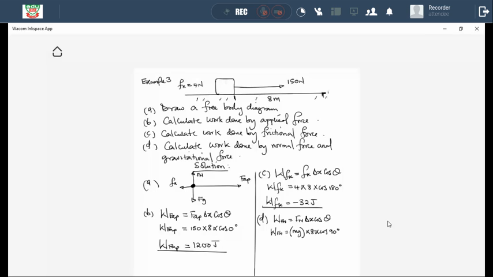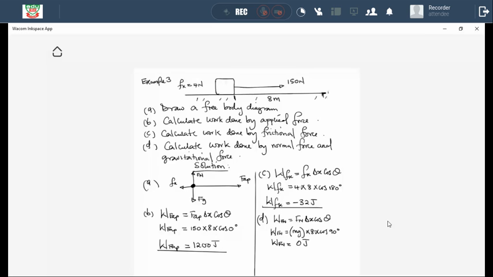So it doesn't matter the mass of the object, it doesn't matter the displacement. The moment the force is perpendicular, your theta is 90 and cos 90 gives you 0. So this 0 nullifies everything. So I can make my conclusion to say work done by Fn is equals to 0 joules.